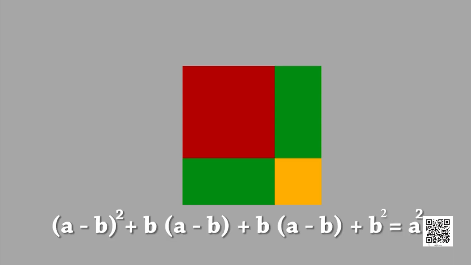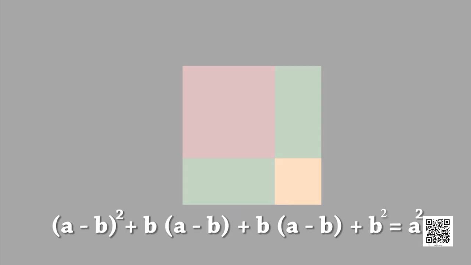They are a square of area (a minus b) whole square, a rectangle of area b into (a minus b), another rectangle of area b into (a minus b), and a square of area b square. On adding all these areas, (a minus b) whole square plus b times (a minus b) plus b times (a minus b) plus b square is equal to a square, which is our original square.